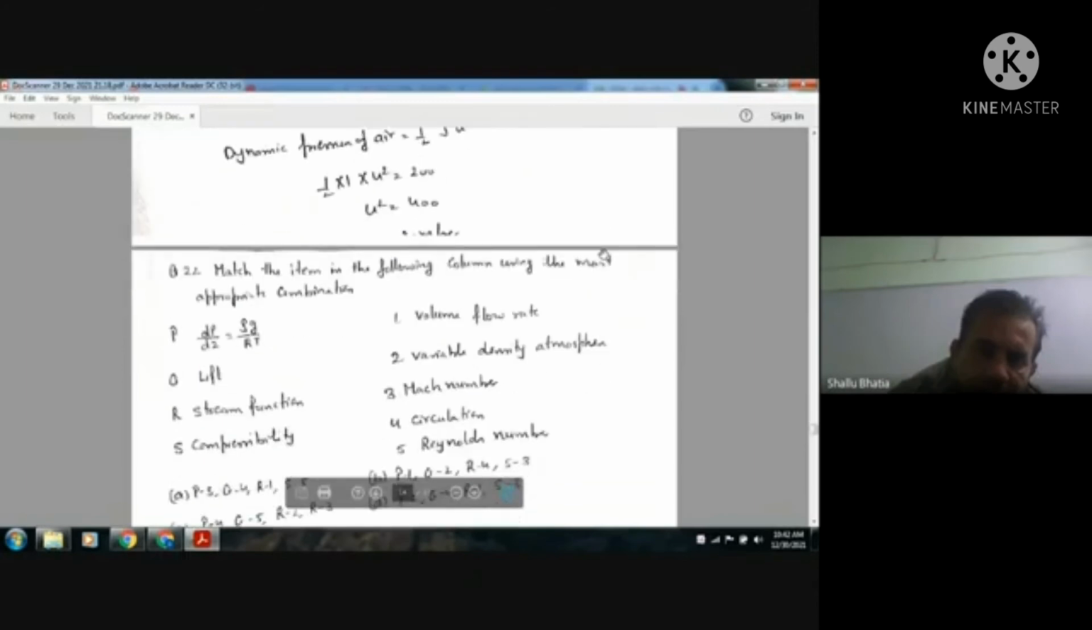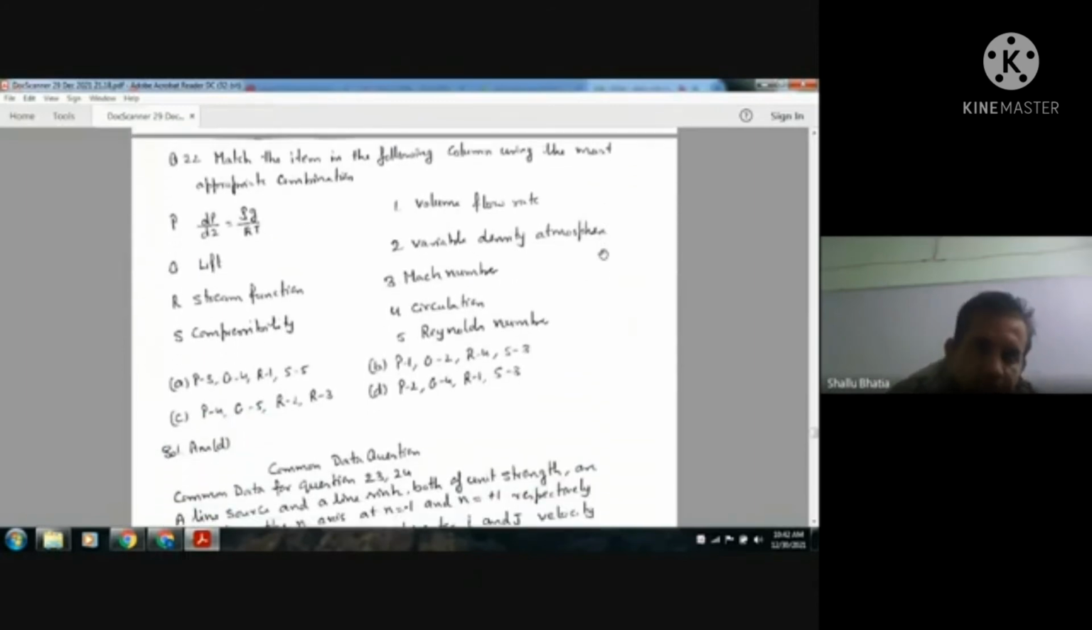Next, match the items in the following columns using the most appropriate combination. P: dp by dz is equal to rho g. Q: lift. R: stream function. S: compressibility. On the right side: one is volume flow rate, two is variable density atmosphere, three is Mach number, four is circulation, five is Reynolds number. So option A, you have to match this.